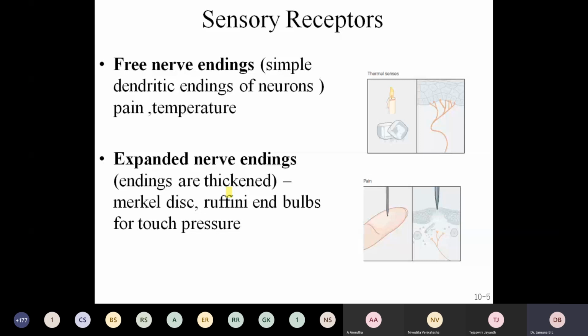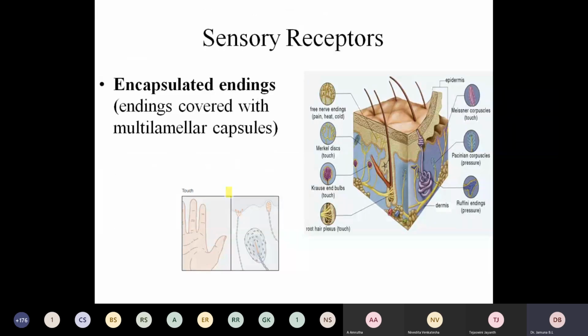So that means the sensory receptor could be of naked free nerve endings, or could be expanded nerve endings, or it is encapsulated. So here in encapsulation, what happens? Around that unmyelinated nerve ending, there will be a covering. Multilamellar capsules will be there, like Pacinian corpuscles for touch pressure sensation.